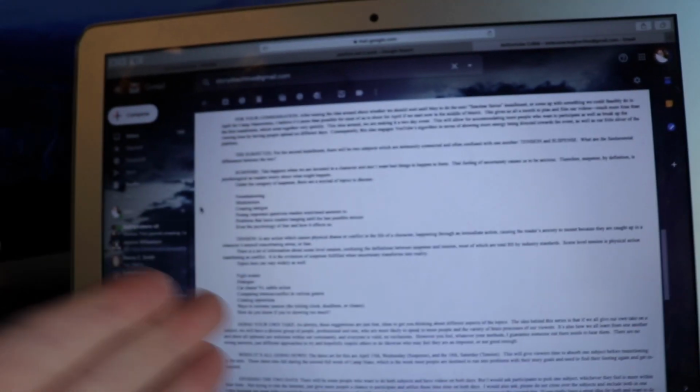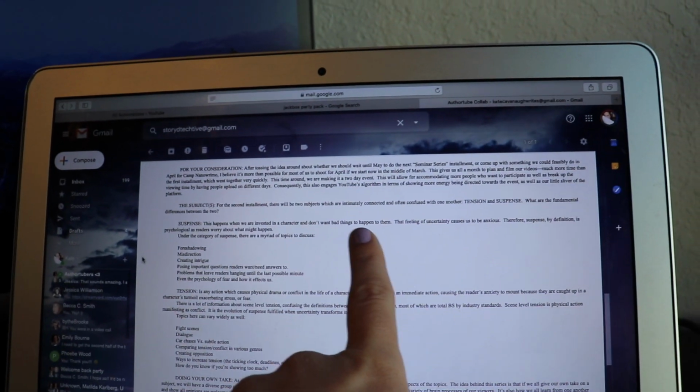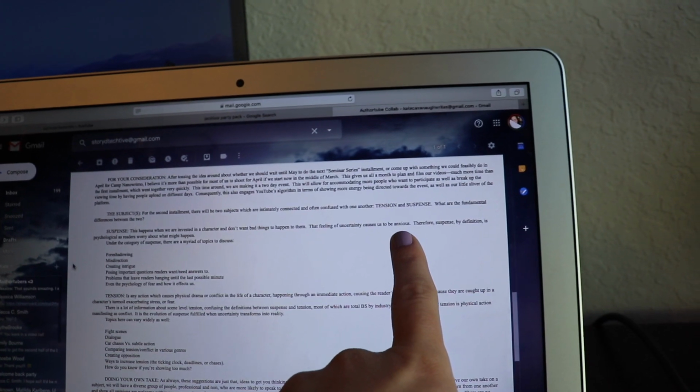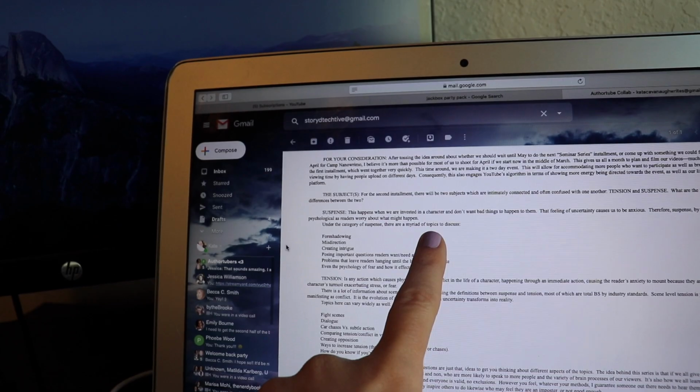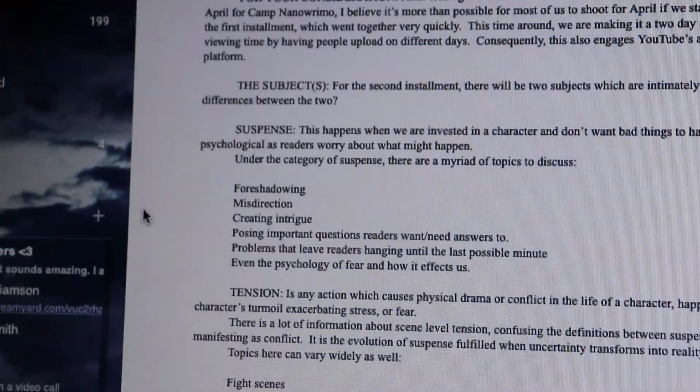So he explains that suspense happens when we are invested in a character and don't want bad things to happen to him. That feeling of uncertainty causes us to be anxious. Therefore, suspense by definition is psychological as readers worry about what might happen. Under the category of suspense, there are a myriad of topics to discuss. Foreshadowing, misdirection, creating intrigue, posing important questions the reader wants or needs answers to, problems that leave readers hanging until the last possible minute. See, some of these are making sense to me with suspense, especially because suspense is a genre in itself, or it's a subgenre of a different genre of books, which also, frankly, the whole genre classification system is confusing.